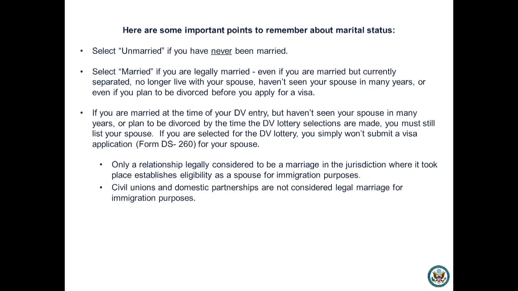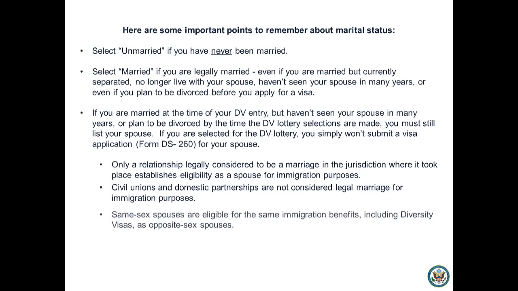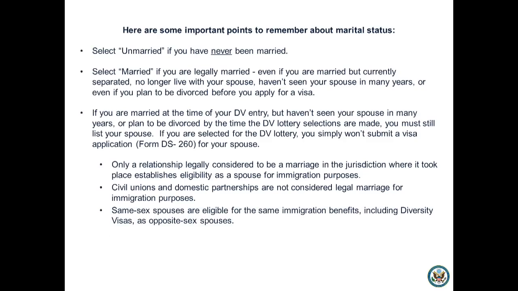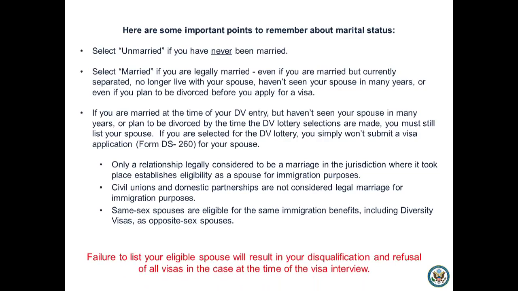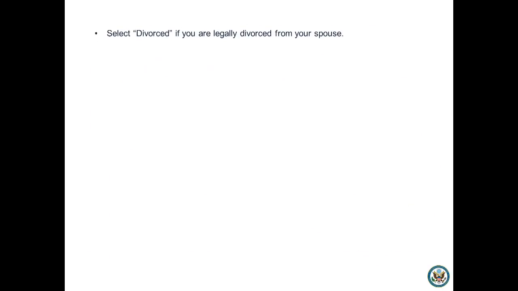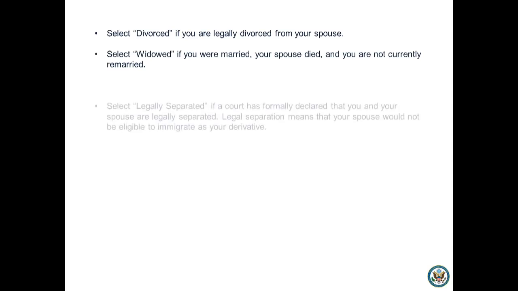Civil unions and domestic partnerships are not considered legal marriage for immigration purposes. Same-sex spouses are eligible for the same immigration benefits, including diversity visas, as opposite-sex spouses. Failure to list your eligible spouse will result in your disqualification and refusal of all visas in the case at the time of the visa interview. Select divorced if you are legally divorced from your spouse. Select widowed if you were married, your spouse died, and you are not currently remarried.